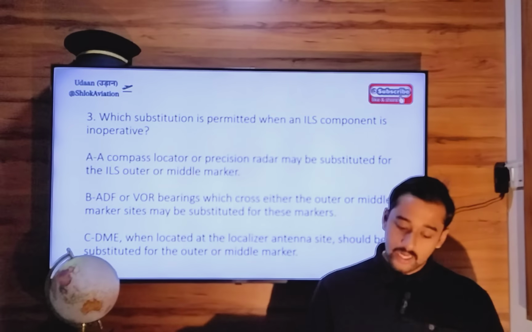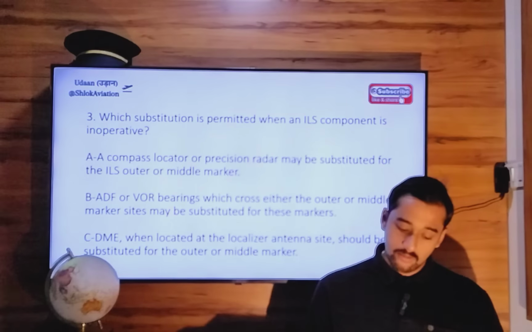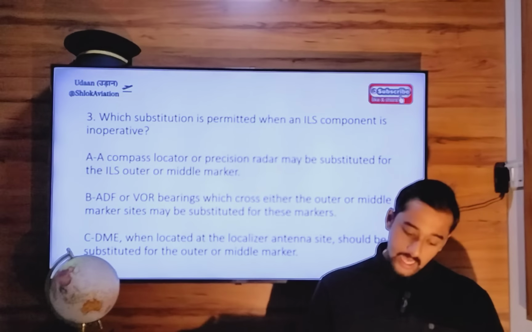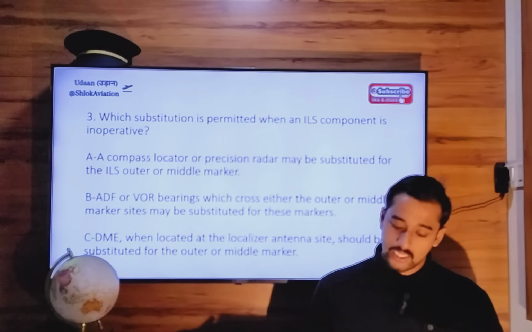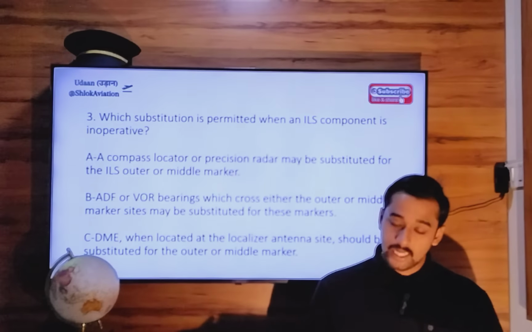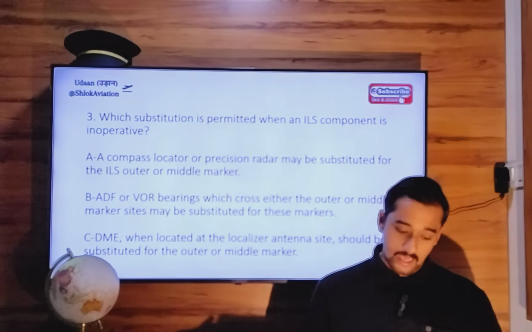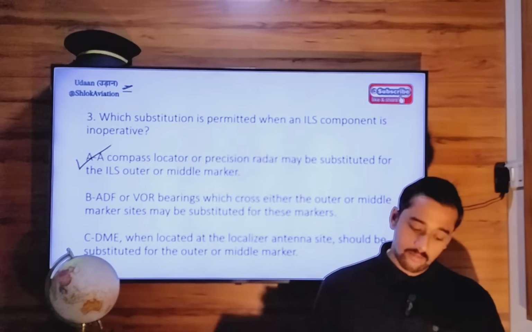So a compass locator or precision radar may be substituted for ILS outer marker, middle marker. ADF VOR bearings which cross either the outer or middle marker sites may be substituted for these markers. DME, when located at the localizer antenna site, should be substituted for the outer or middle marker. So the correct option here is option number A.